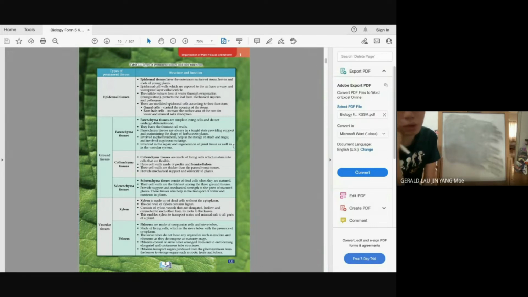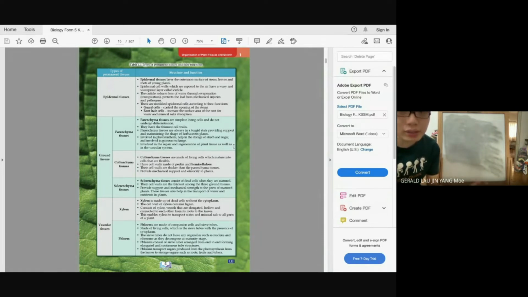involved in gaseous exchange, involved in repair and regeneration of plant tissue. Okay. After that, the parenchyma will grow into collenchyma. So collenchyma is also living cells, but it's already matured. Okay, matured into cells that are flexible. So cell walls are made up of pectin and hemicellulose. Okay, and then cell walls are thicker than parenchyma. Just now the parenchyma, the cell wall is very thin, but now it grows into collenchyma, it will be thicker. Provides mechanical support and elasticity, okay?